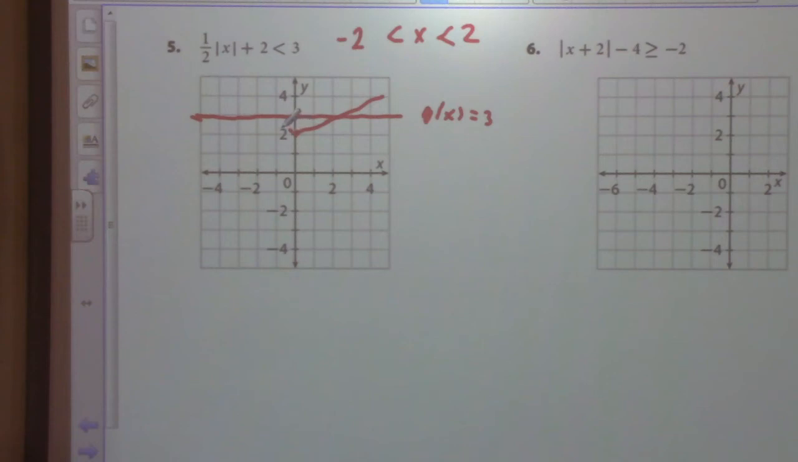And over here, -1/2. So to me, it looks like our boundary points are going to be -2, 3, and 2, 3, right? And so, yeah, that's going to be it, isn't it? And then we can have an interval notation. We could write this as -2, 2. So we can write it that way too, okay?